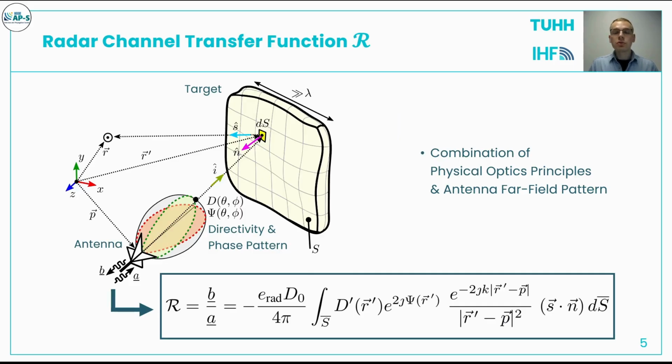In the article, we focus on a monostatic setup and derive this definite integral, which predicts the radar channel transfer function in the near field of an electrically large target, in terms of both magnitude as well as phase. The derivation is based on combining physical optics principles and the antenna radiation pattern.